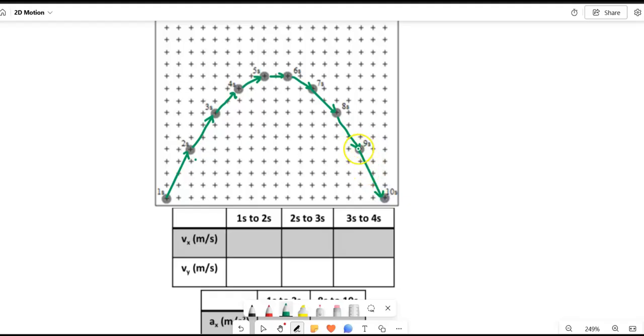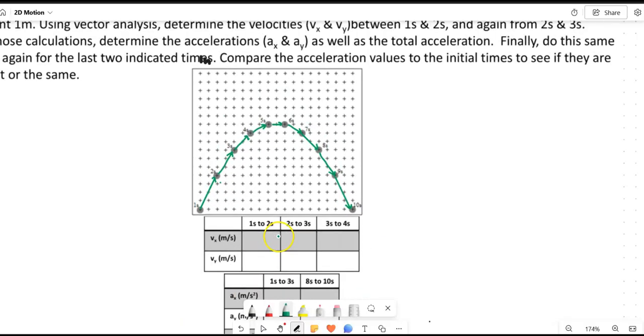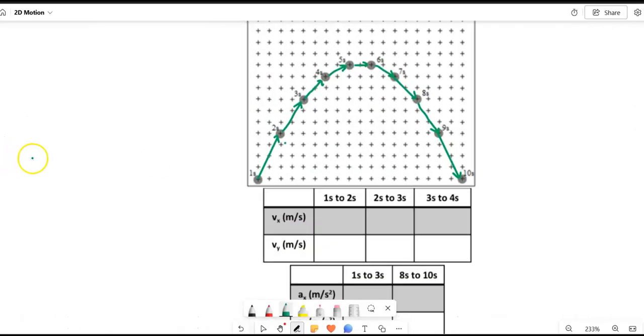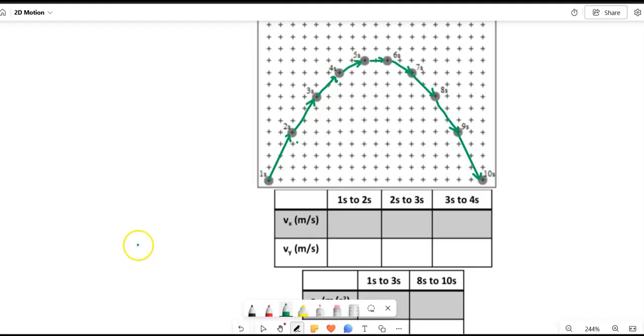Okay, so here's what we're going to do. Now, given those arrows, which are the velocity vectors, we have to go ahead and figure out the velocity in the x direction and y direction from 1 to 2 seconds, 2 to 3 seconds, 3 to 4 seconds. Okay, so let's do that right now, and then we'll figure out the acceleration vectors later.